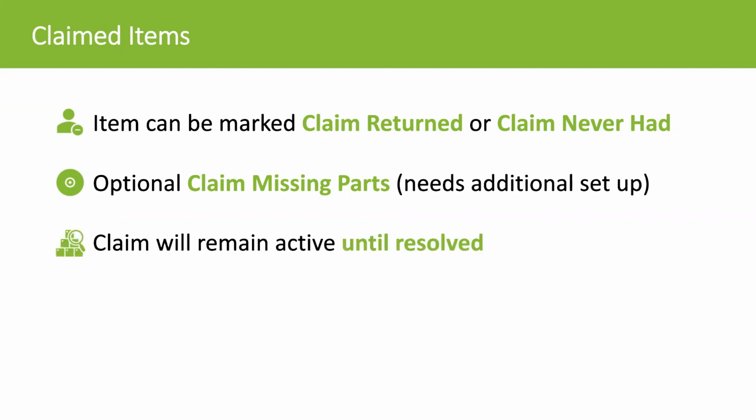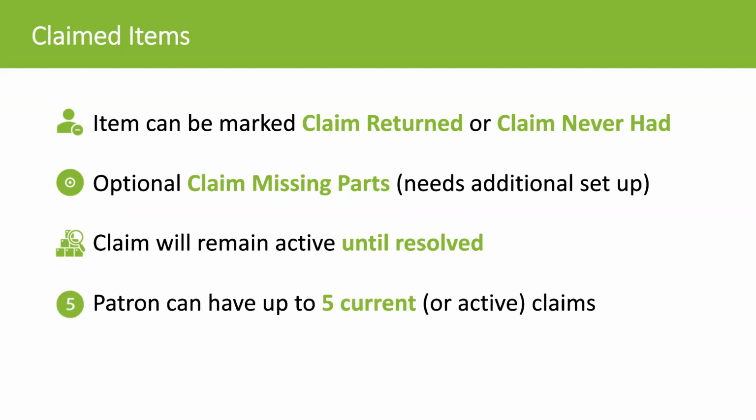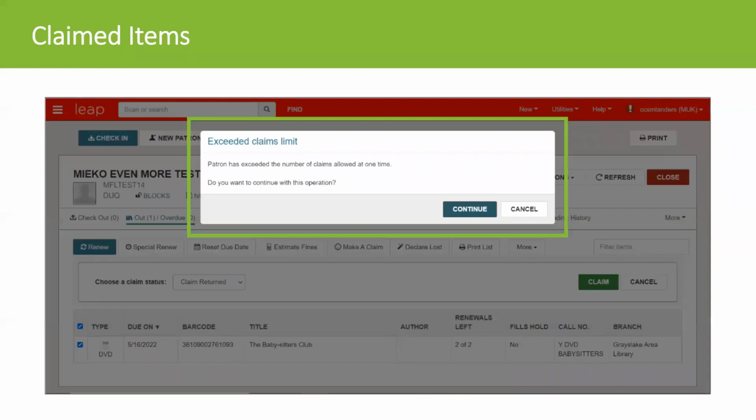So a claim will remain active on the patron's card until it's resolved. And per governing board policy, a patron can have up to 5 current claims on their card. Once a patron tries to claim a 6th item, I'm not sure if anyone's run into this message when working with a patron before, staff will receive an alert saying that the user is at the maximum number of claims allowed. And if patrons and staff move forward with claiming that 6th item, the patron will be hard blocked and will not be able to use their card until at least 1 item is claimed.